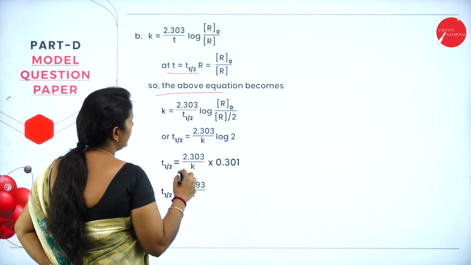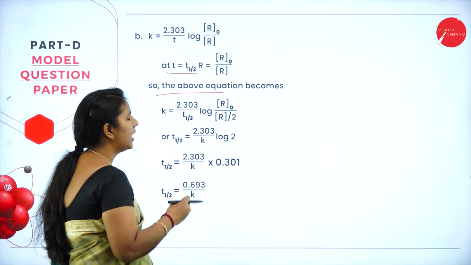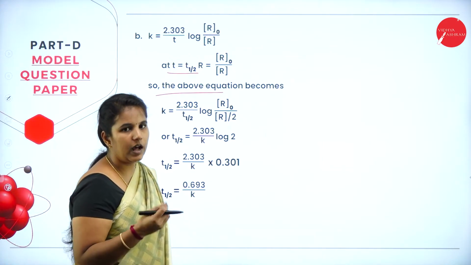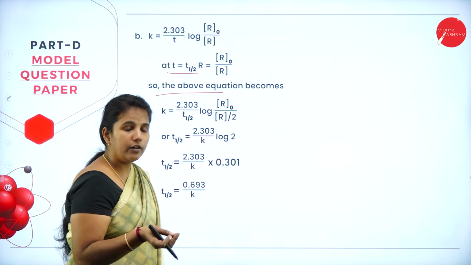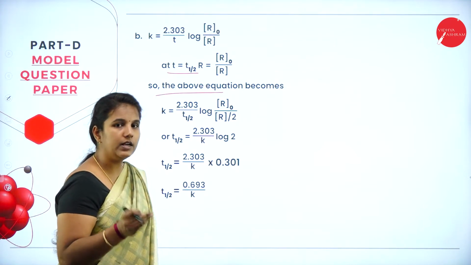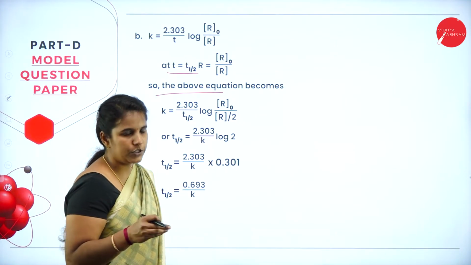So, why is it R0 divided by 2? Because R is the concentration of the reactant remaining after the product is formed. R0 is the initial concentration of the reactant before the product formation.